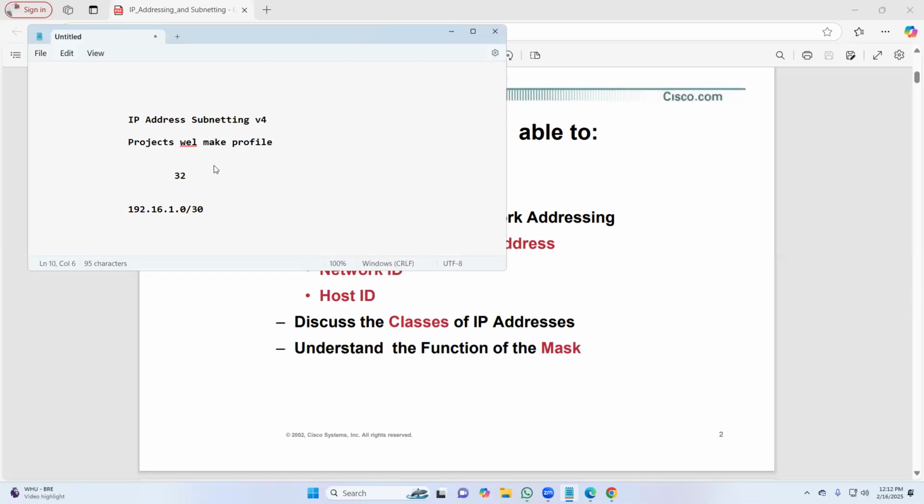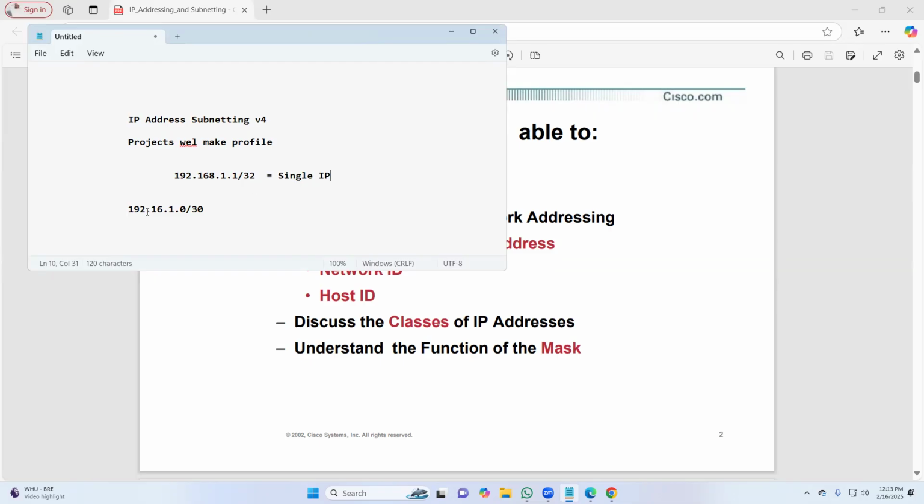So the IP is 32-bit, but this is a single IP. When you see any IP like 192.168.1.1/32, it means it's a single IP. It's not a pool. Always remember, it's a single IP.